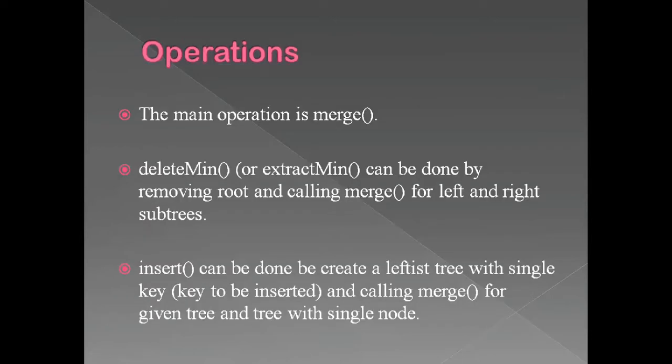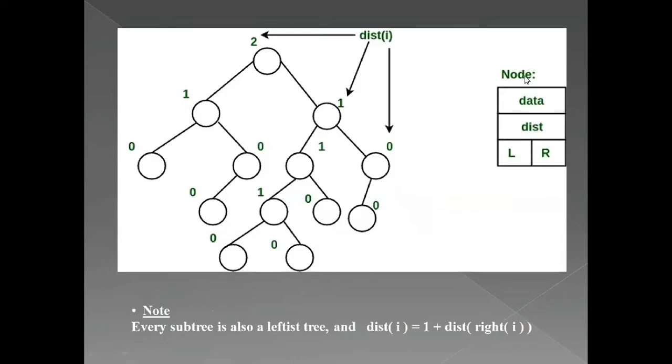The operations that we can perform on the leftist tree are merge, delete minimum, extract minimum, or insert. This is the simple understanding of how many values we have to store in a node and what they are. So we have to store data, distance or say rank, a reference to the left child, and a reference to the right child.